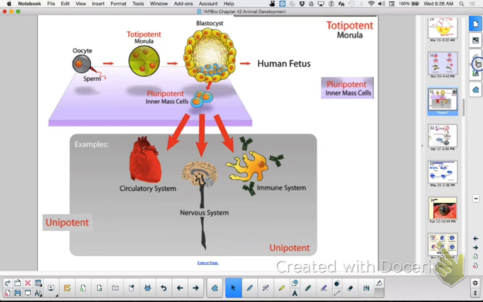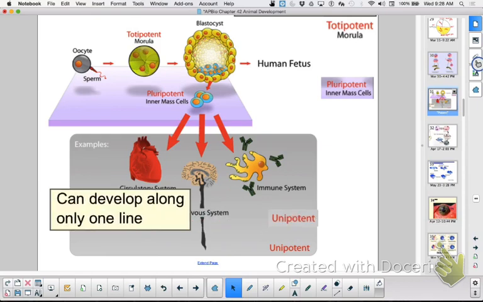Uni, what does uni mean? One, right? So when you're unipotent, you can develop along only one line. So totipotent, pluripotent, unipotent. And so what's the word you put at the end of pluripotent? Embryo, good. What did you put for unipotent? One, good.